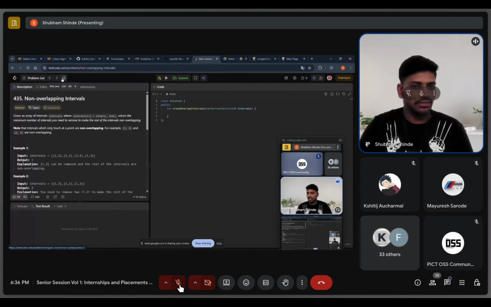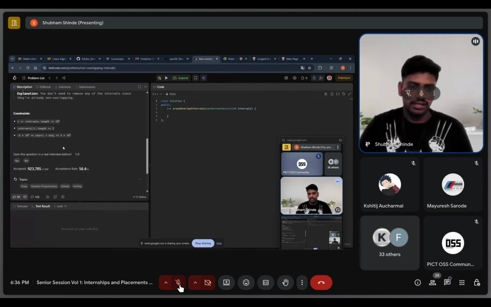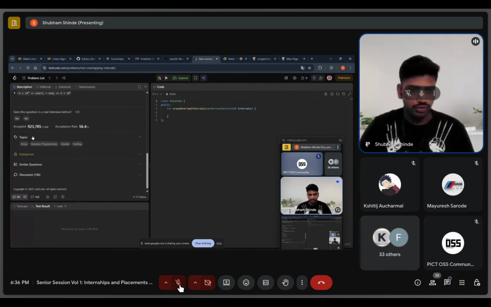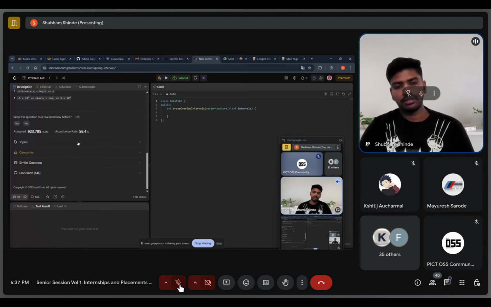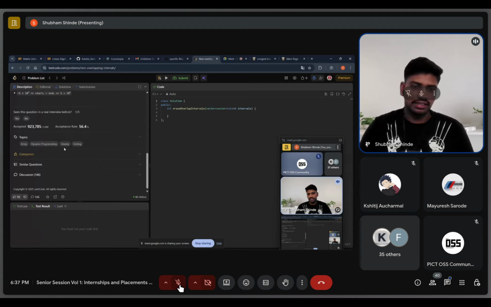So just start with the random button, and first try to figure out the topics on your own. If you are able to figure out the correct topic, then 50% of the problem is already solved. The only thing remaining is to figure out the edge cases and write the code correctly. So this is my strategy to learn DSA and practice.